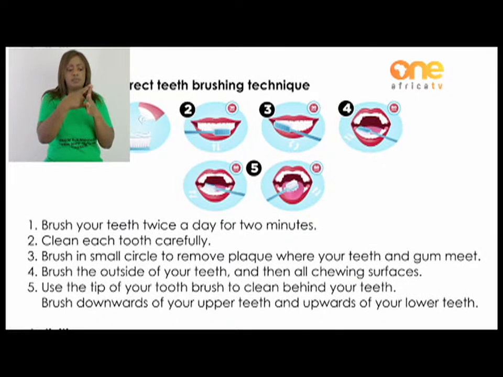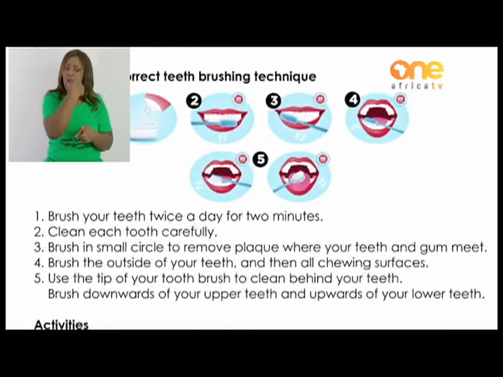You brush your teeth twice a day for 2 minutes. Clean each tooth carefully. Brush in small circles to remove plaque where your teeth and gum meet. Brush the outside of your teeth and then all chewing surfaces. Use the tip of your toothbrush to clean behind your teeth. Brush downwards on your upper teeth and upwards on your lower teeth.